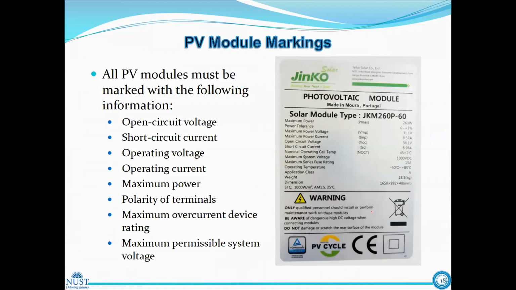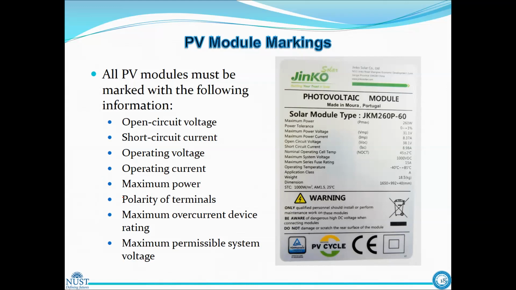Besides efficiency, there are other parameters which are very important to be seen while purchasing a photovoltaic module. You can see here a nameplate of a photovoltaic module manufactured by Jinko. We can see maximum power, power tolerance, and then maximum power voltage and maximum power current, which are also known as operating voltage and operating current, or rated voltage or rated current of the device.